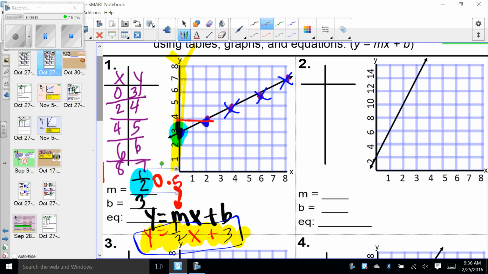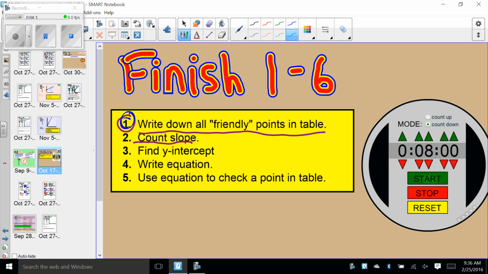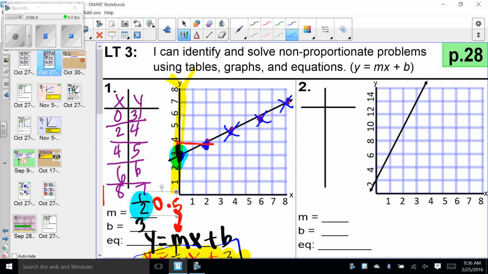All right, next problem. Again, working backwards. The 5 steps are listed below: find friendly points, rise over run, find the b, write the equation, and then the check, just to make sure everything seems okay. So, x, y. We're going to find some friendly data points. This one looks good, that one looks good, that one looks good, that one looks good. Go ahead and find those same 4 data points, please.